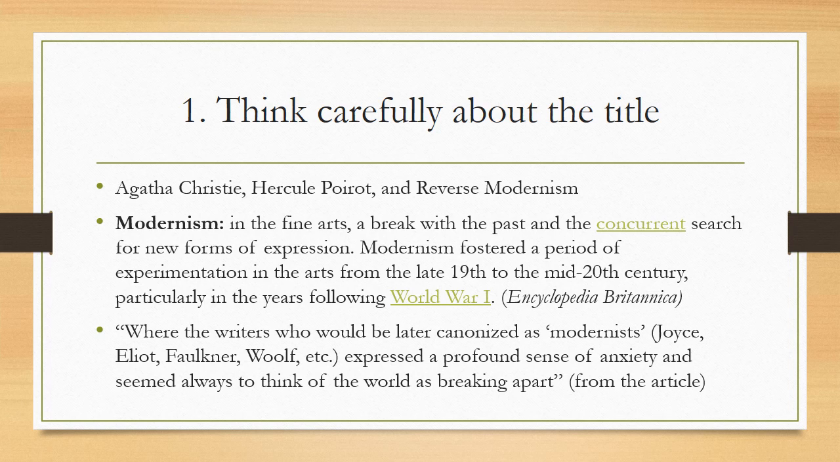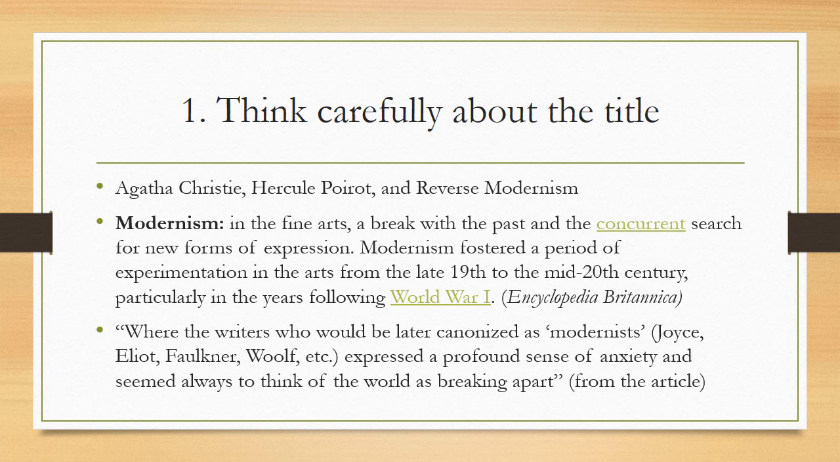So, as we see a break with the past and a search for a new form of expression, we see a connection here, but also an extension, not just a connection, a filling in of the gaps. Perhaps one of the reasons why these writers wanted to break with the past was that they were anxious about a newer modern world that they saw as a world breaking apart. So now we've got a pretty well-rounded definition of modernism.